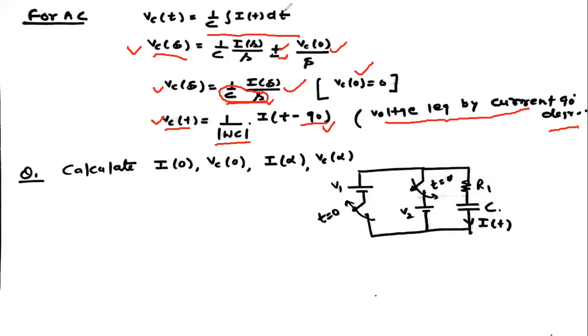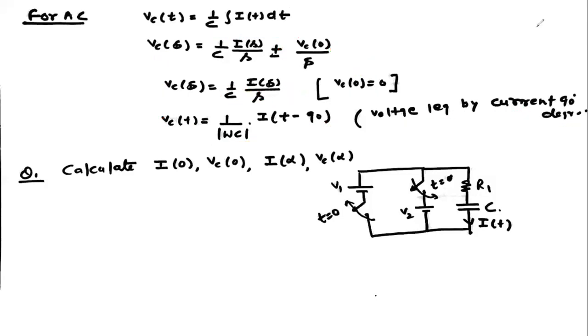Okay, now we are discussing a very important example. Let's see how we find the switching condition across the capacitor. Here we have shown a numerical example where there are two switches. This switch is open at t equal to 0 and we are closing this switch at t equal to 0. This voltage is V1 and this is the voltage V2, and that is the value of resistance R1 and C.